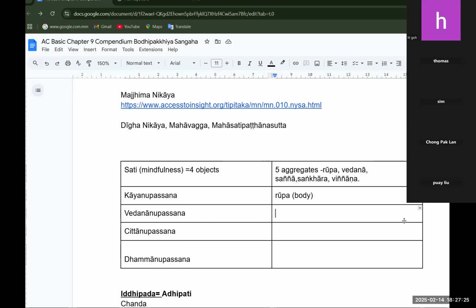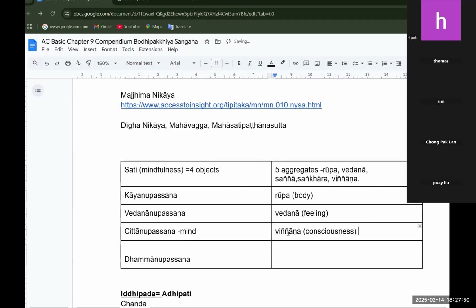Vedana. Yes. Okay, Vedana, feeling. All right. How about the next one, Chittanupassana, contemplation on mind? So which object will we contemplate on? Vijnana. Okay, Vijnana. So the word chitta and Vijnana is actually the same.